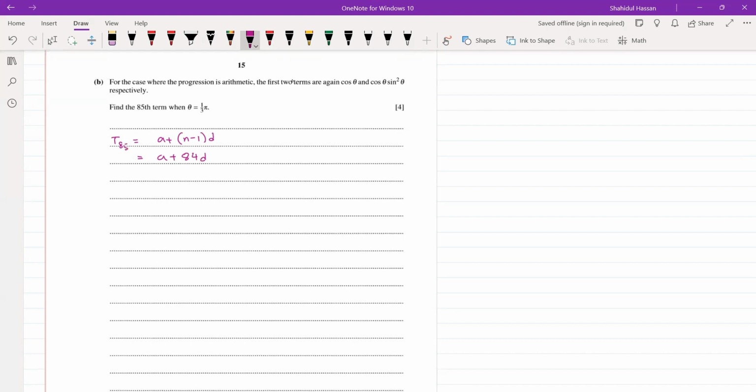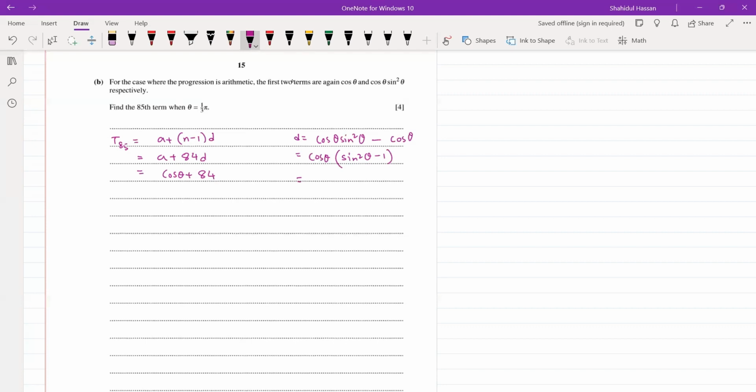So we have a plus 84d. That's your 85th term. Now what is a? a is the first term, which is cos theta. What is d? d is the common difference. How can I find the common difference? I take the second term, cos theta sine square theta, minus the first term, which is cos theta. From here we can take cos theta common, which gives cos theta multiplied by sine square theta minus 1.